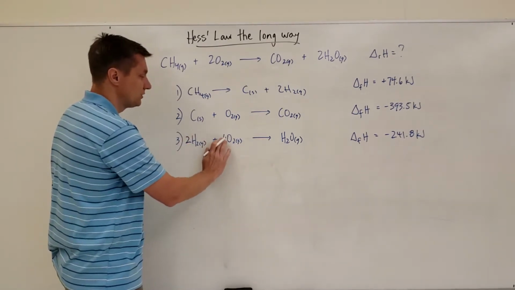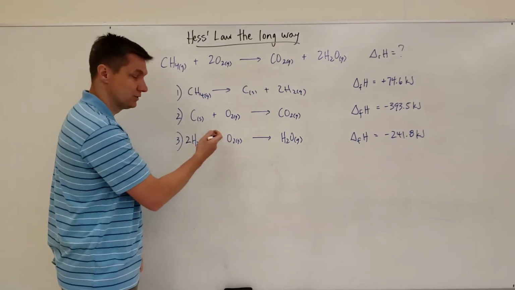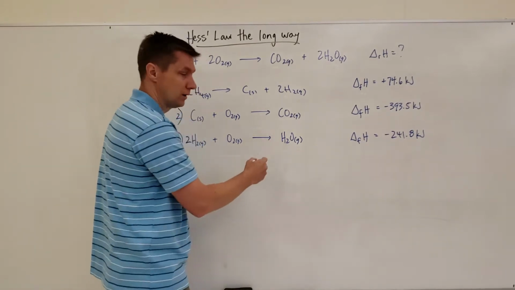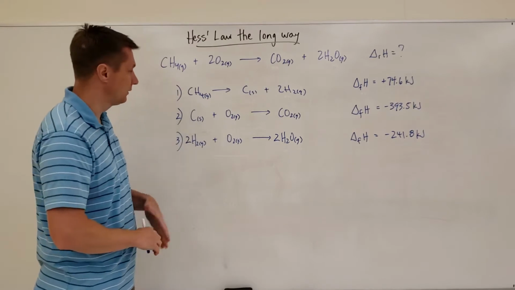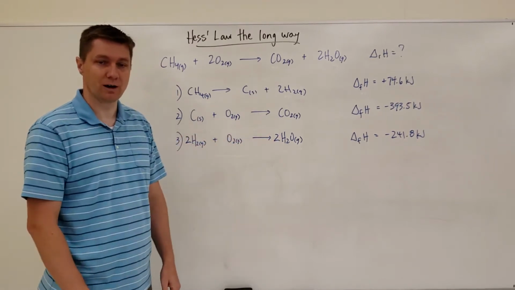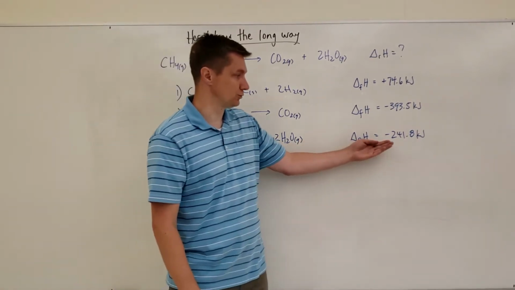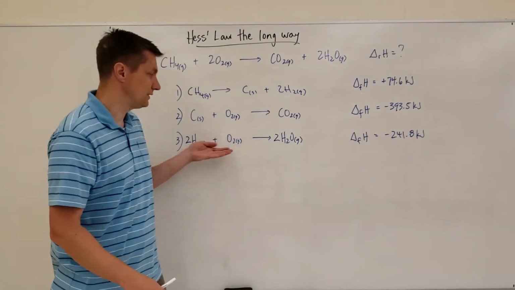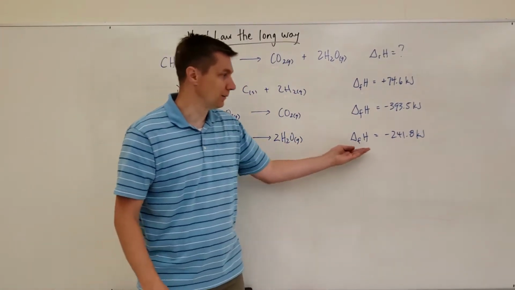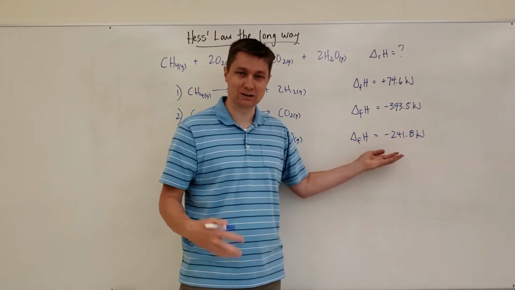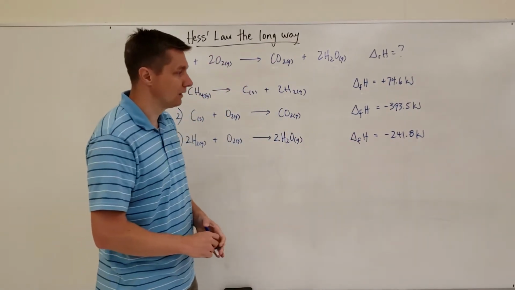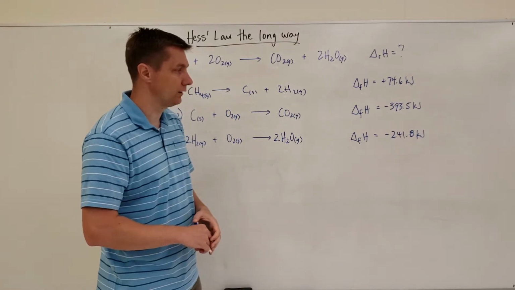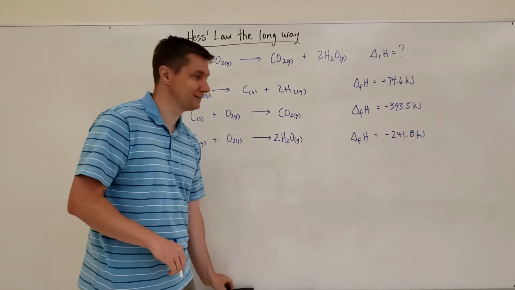So I times that by 2. 2 times 1/2 is just 1, and then 2 times 1 is 2. Now, when I multiply this reaction by 2, I have to also show that if I'm going to have twice as much happening here, then I'm going to get twice as much heat being released as well. So I have to multiply this reaction by 2. That gives me a negative 483.6.